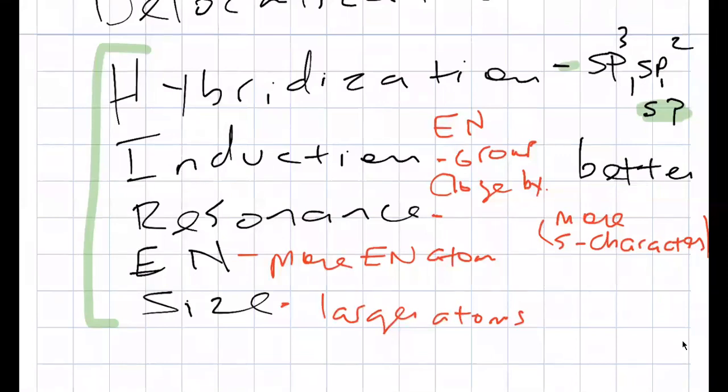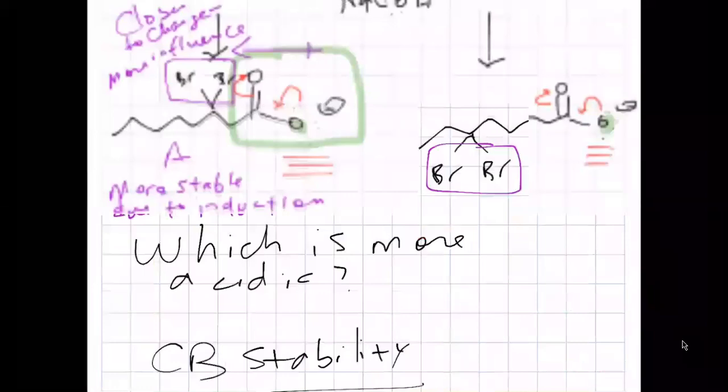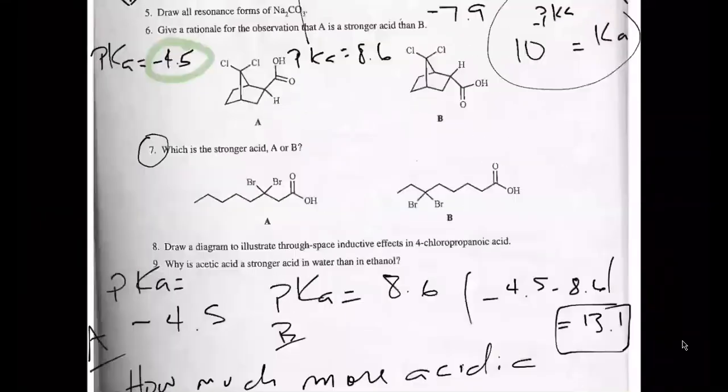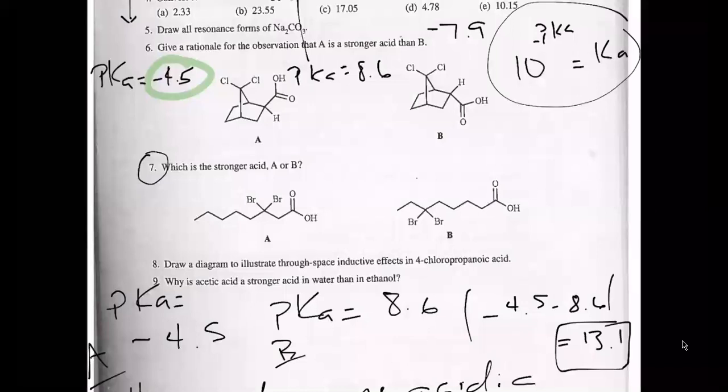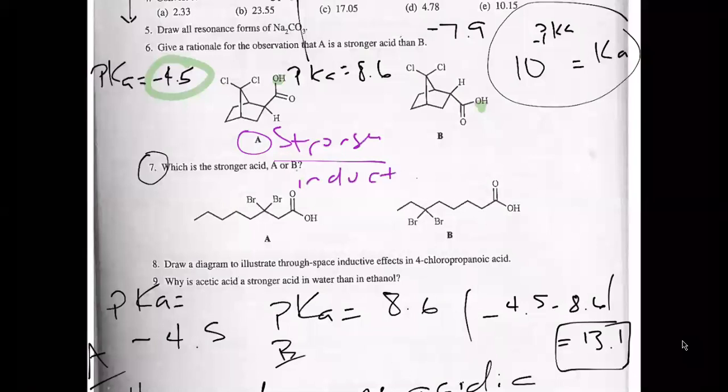All right, any questions about that example? It's the same logic in the example in number 6, right? You can see what the conjugate base is going to be. You can see that the oxygen here is pointed closer to chlorine than it is over here, right? So A is going to be the stronger acid here as well, and it's going to be based on the same factor. Right, it's going to be based on induction. All right, any questions about the example we just did?